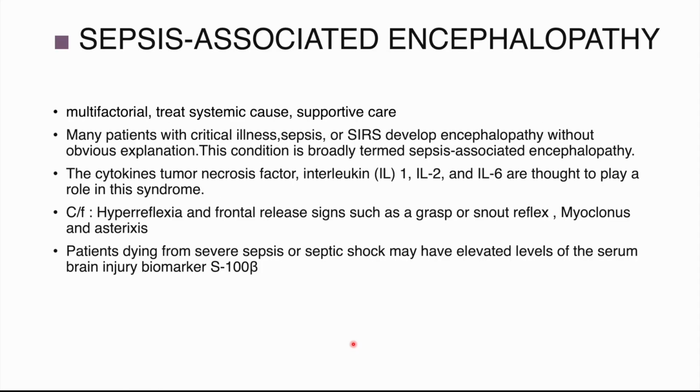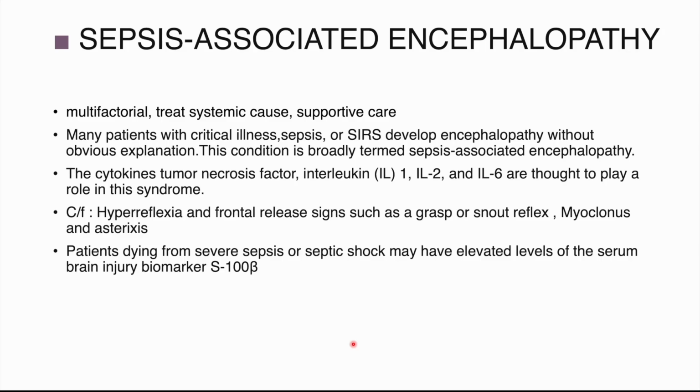Then sepsis-associated encephalopathy, it is multifactorial. It occurs in burns, it occurs in chemical toxicities or infection toxicities, which needs supportive care, and we have to treat the systemic cause also. Many patients with critical illness, sepsis or SIRS develop encephalopathy without an obvious explanation. The cytokines tumor necrosis factor, interleukin IL-1, IL-2, IL-6 are thought to play a role in this syndrome.